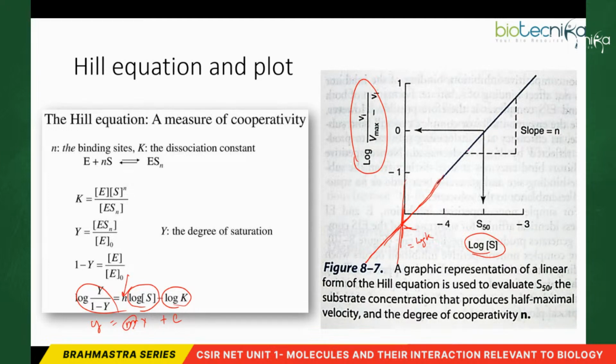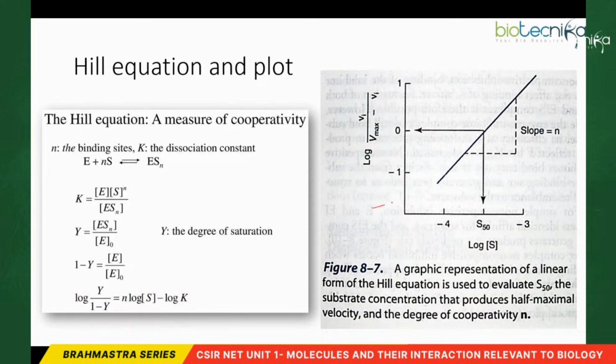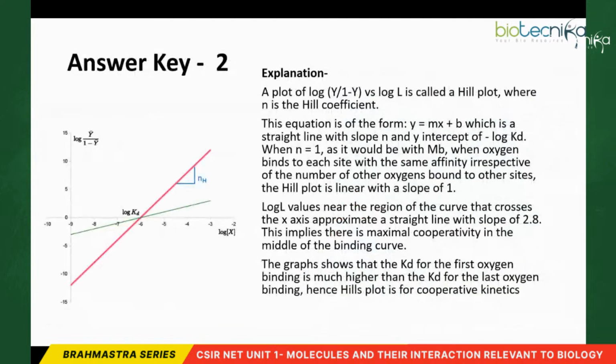So the slope is how much inclined it is. Let's say you can have a slope like this, then the slope is less. You can have a slope like this, that means the slope is more inclined to the y-axis. Remember, if the slope is more than 1, that means the protein or the enzyme is cooperative. If it is equal to 1, it is non-cooperative. So log L values near the region of the curve that crosses the x-axis approximate a straight line with a slope of 2.8, which implies that there is maximum cooperativity in the middle of the binding curve.